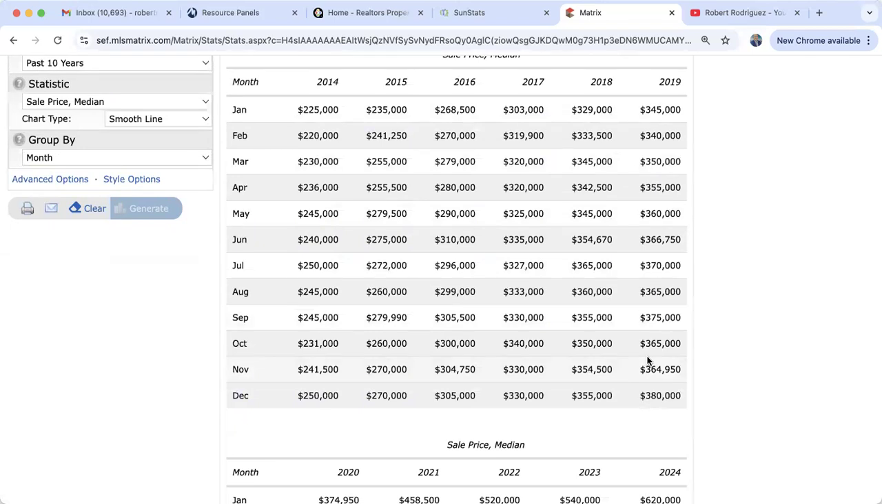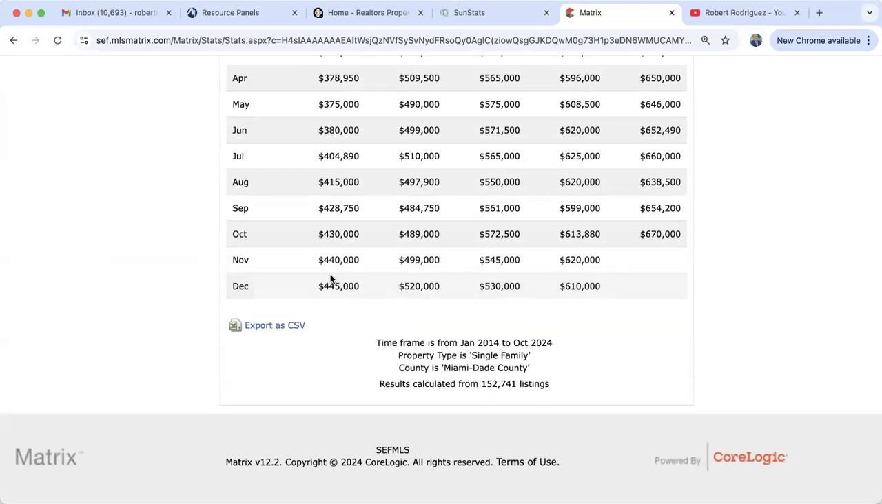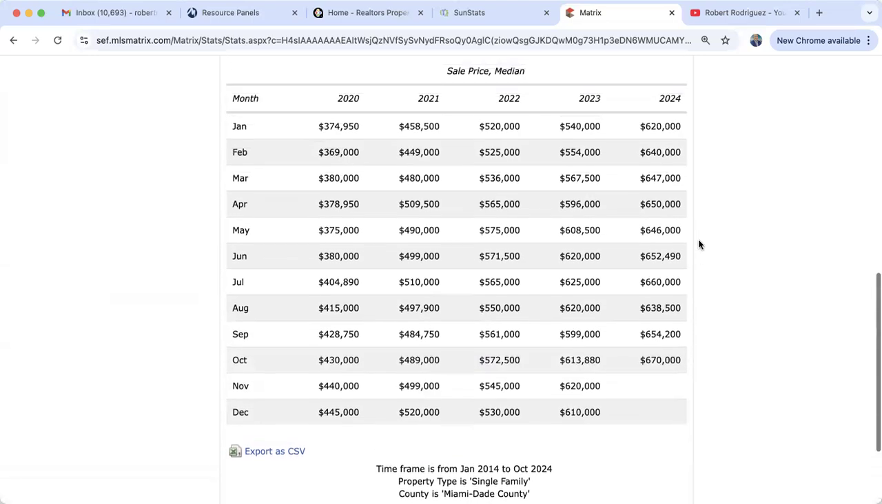They continue to climb. If you look at October of 2014, the median price for a single family home in Miami-Dade County was $231,000. We went from 231 to 260, 300, 340, 350, 365, and then over here, 430, 489, 572, 613, and 670. Guys, month after month, an increase. 540, 620, 554, 640. Look at the trend. That's, of course, for all of Miami-Dade County.